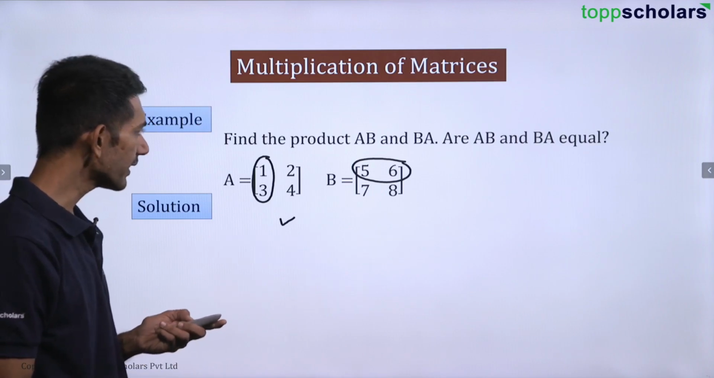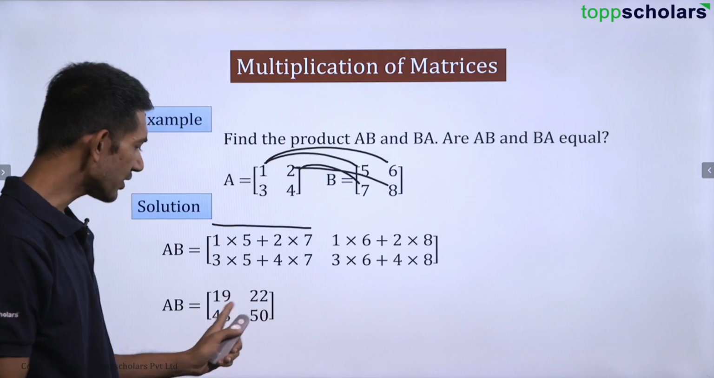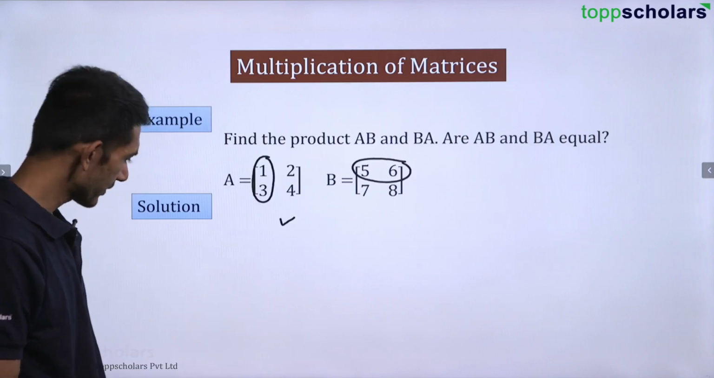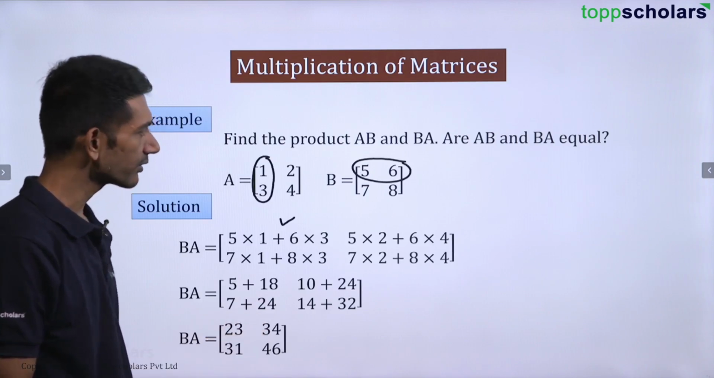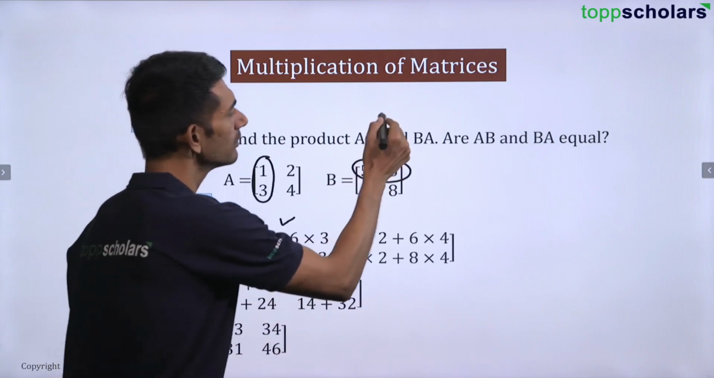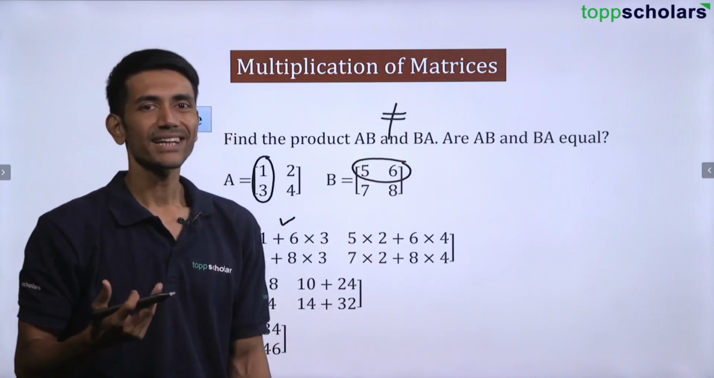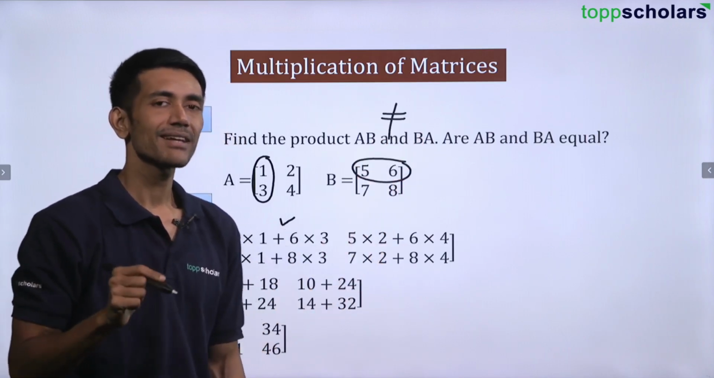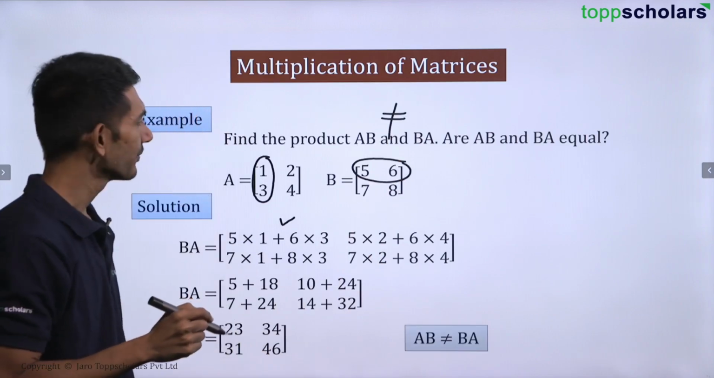But if you see very carefully, what was AB? AB was 19, 22, 43, 50. And BA is 23, 34, 31, 46. So are both of them equal? Definitely not equal. We are not getting the same matrices, right? So we can say that they are not equal. AB is not equal to BA.